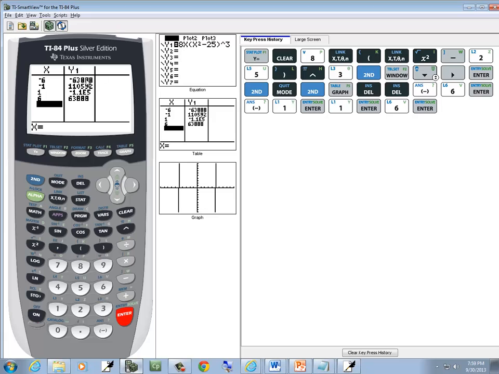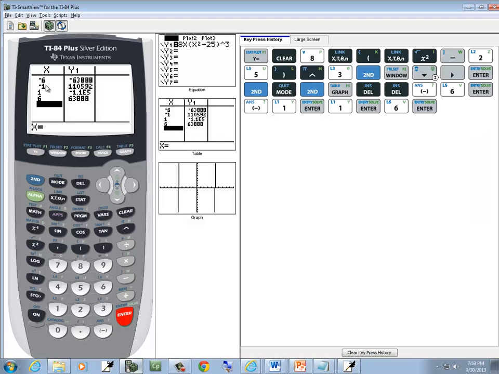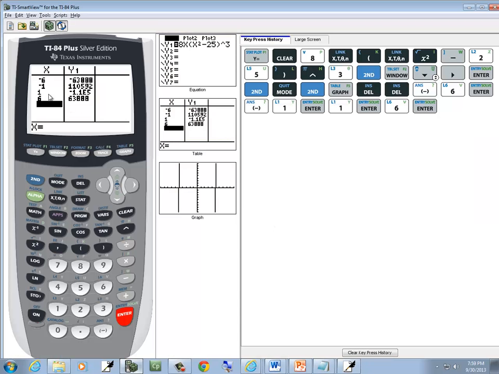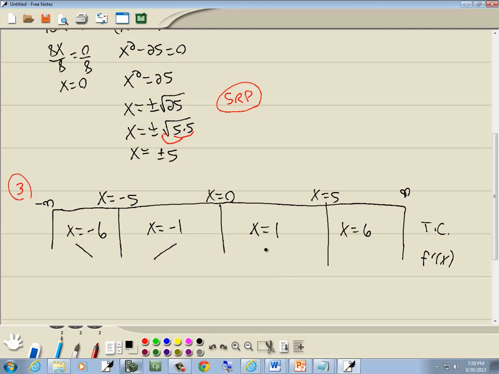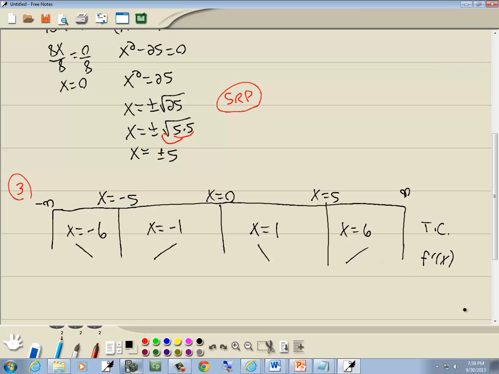Now the negative 6 gave us a negative number. Negative means this is decreasing. The negative 1 gave us a positive number, which means this is increasing. The positive 1 gave us a negative number, so it's decreasing. And the 6 gave us a positive number, so it's increasing.